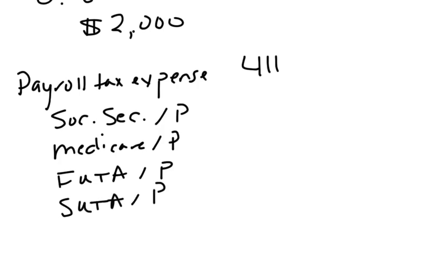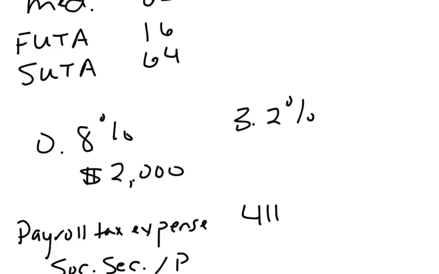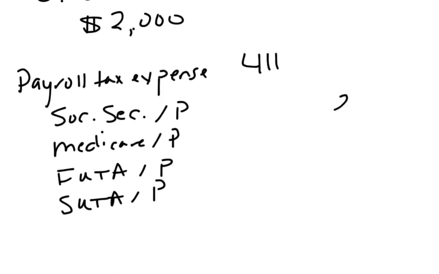Okay, so again, just to refresh, look at our numbers. We're going to use those again down here. We're going to credit and increase those liability accounts by this much. So Social Security we had $268, Medicare was $63, federal $16, and state $64.